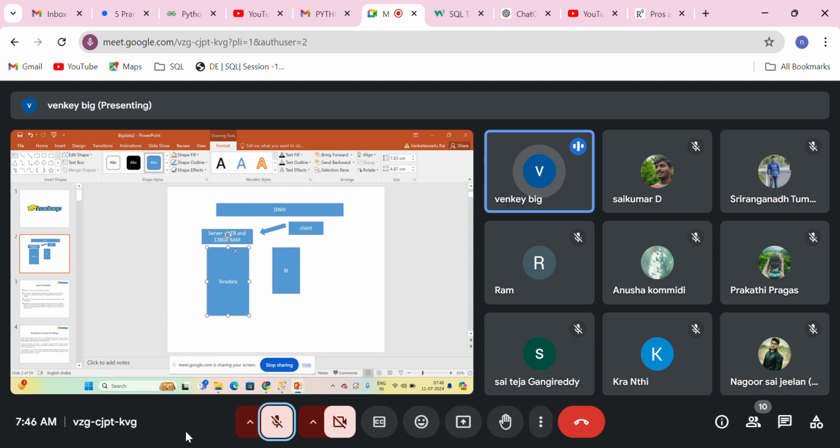And this vertical scaling, so you can ask a question, hey Venkat, we can actually increase the capacity of this server.